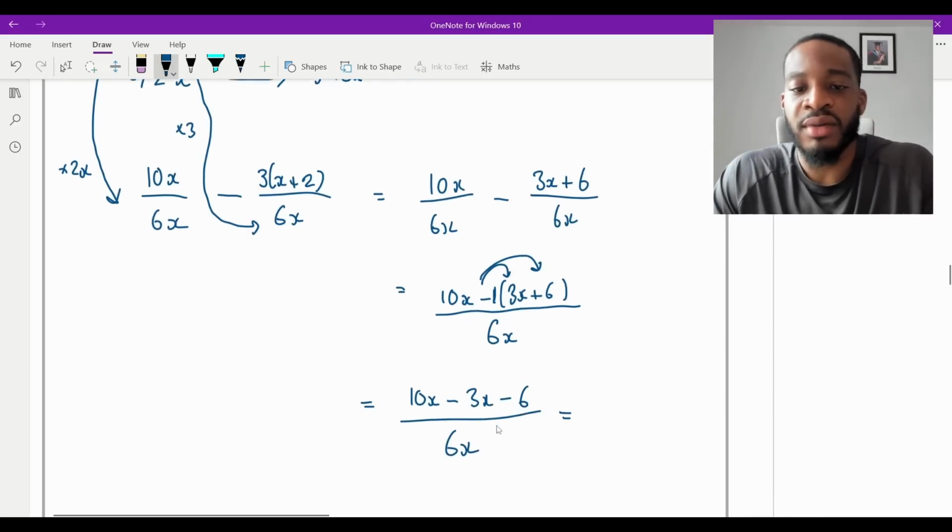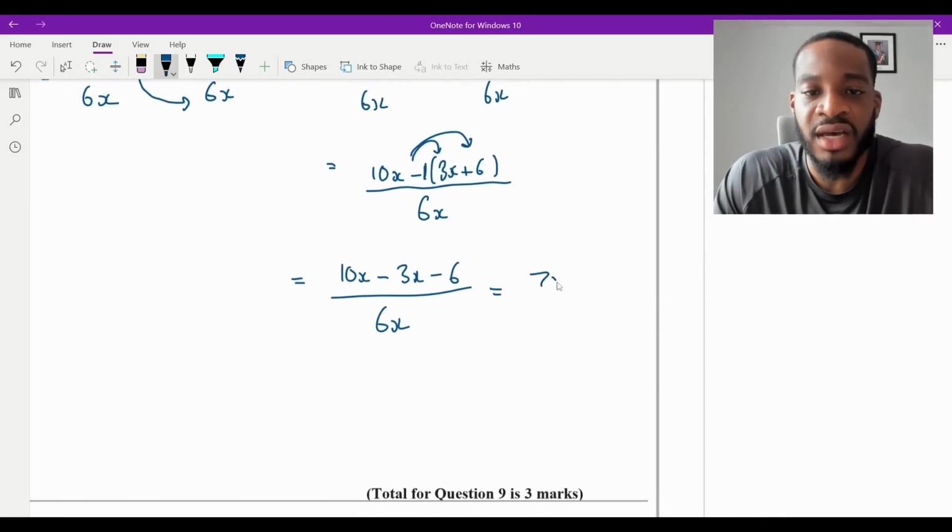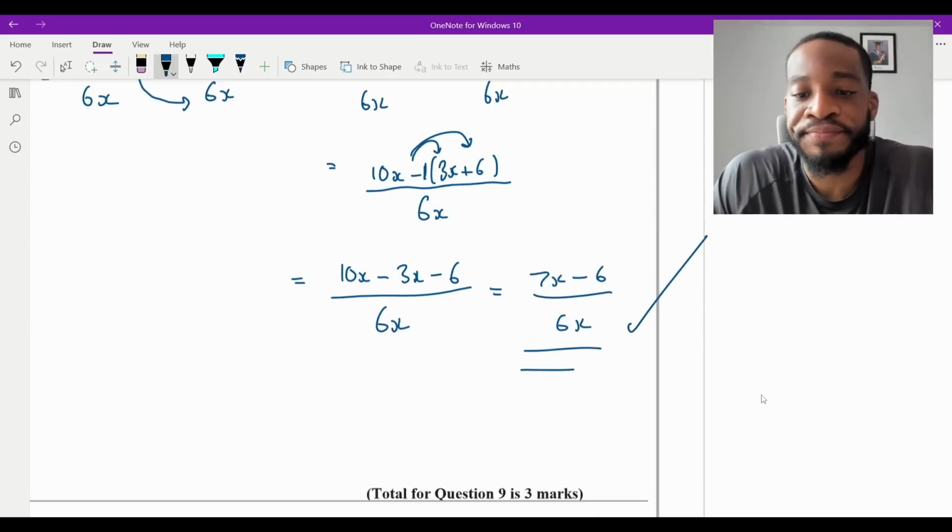So therefore, it's going to be 10 take away 3, which is 7. It's going to be 7x take away 6 over 6x. And that is it. And that's question 9 finished.